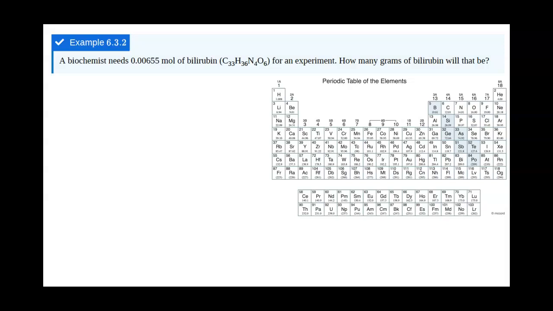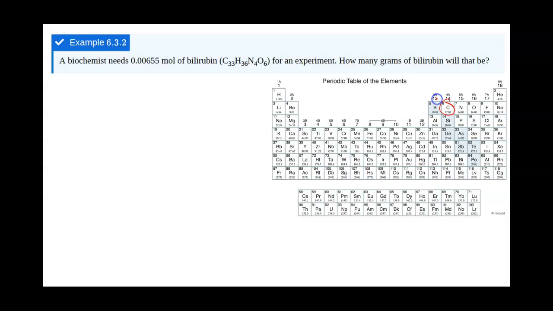Here is one where we're going to take moles and turn it into grams. It reads, a biochemist needs 0.00655 moles of bilirubin for an experiment. Bilirubin is a compound that's associated with liver function. How many grams of bilirubin will that be? The first thing that we're going to need is the molar mass of bilirubin.